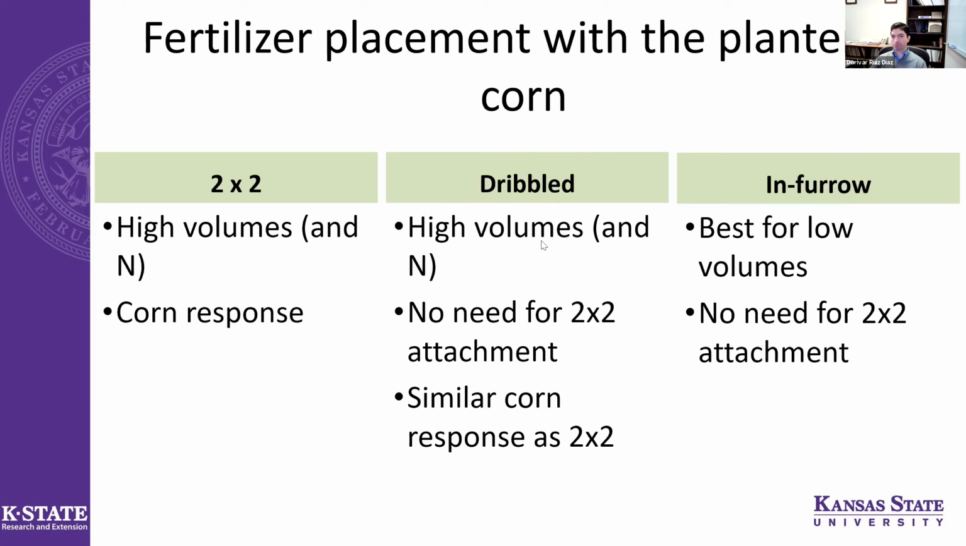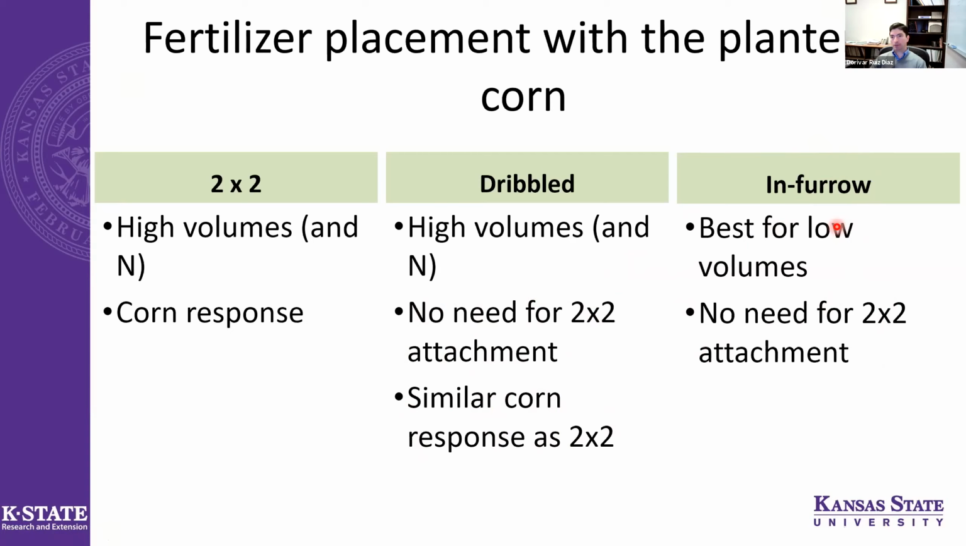So higher volumes will actually be better for dribble apply placement. If we have low volumes, I would rather go with in-furrow, okay? Because obviously we are not putting as much, we don't worry too much about safety of the seedling in that case. So in-furrow application is much better if we are putting lower volumes. And again, we do have some of the other benefits with a dribble apply, no need for the attachments, and similar response.